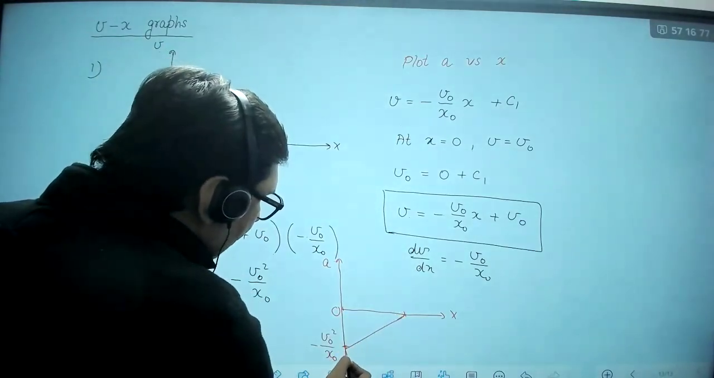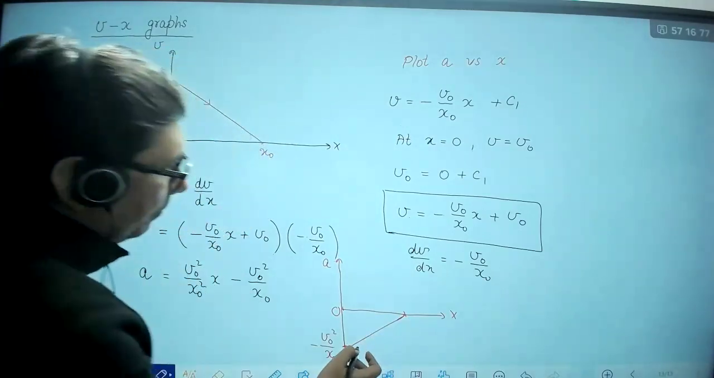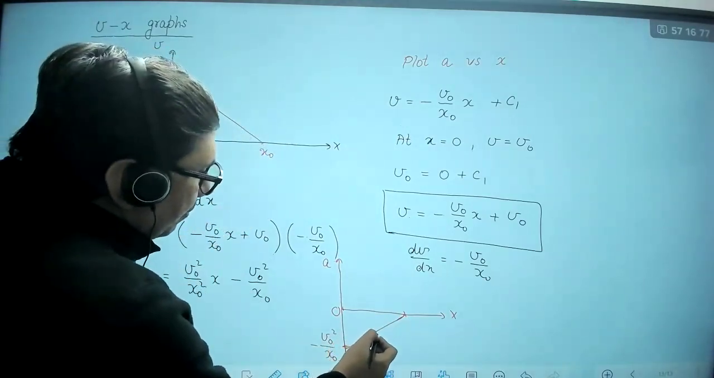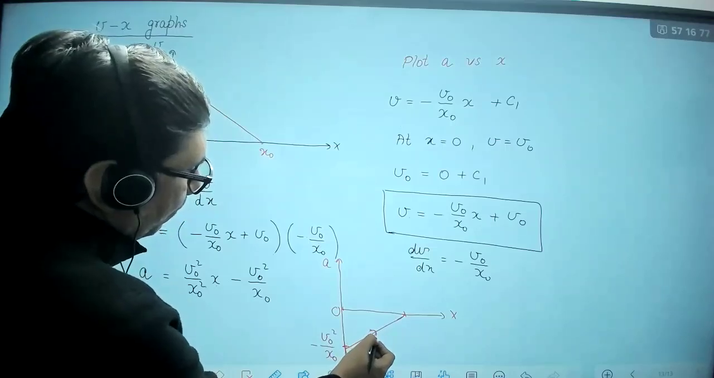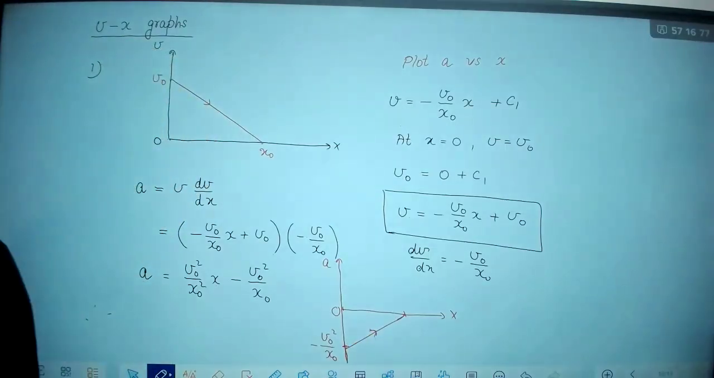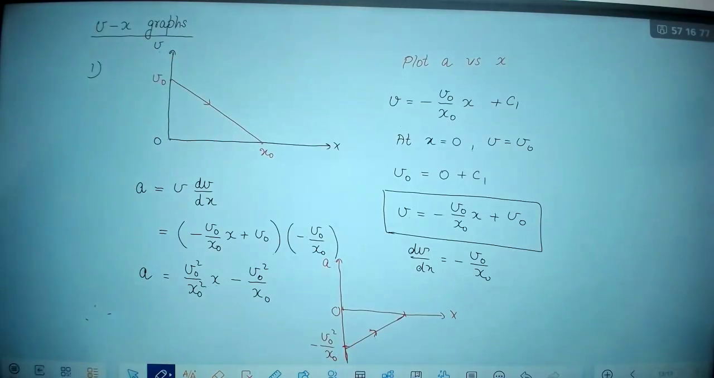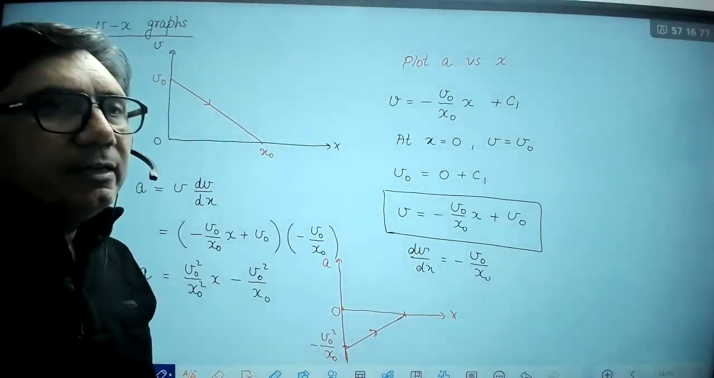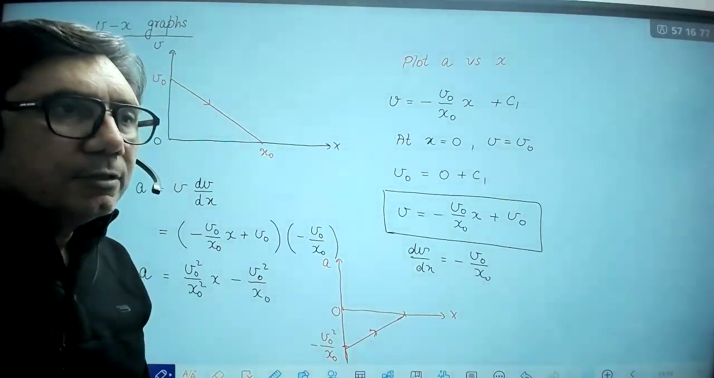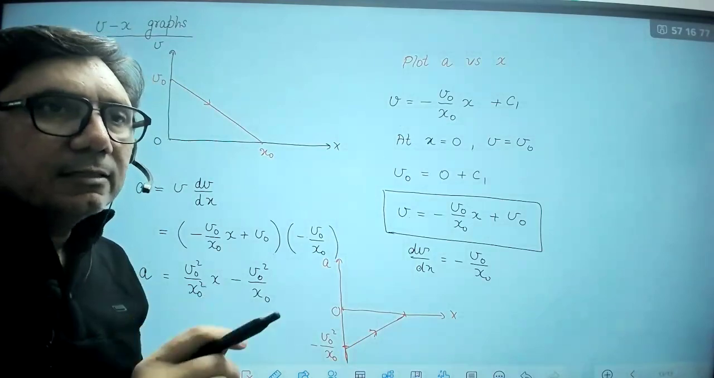ठीक है? So acceleration as a function of time. ठीक है ना? This will be the plot. This type of plot will be there for acceleration as a function of time. So this type of question may be there. ठीक है? So I have discussed each and every aspect of the motion along a straight line.